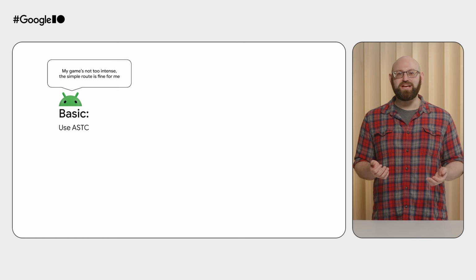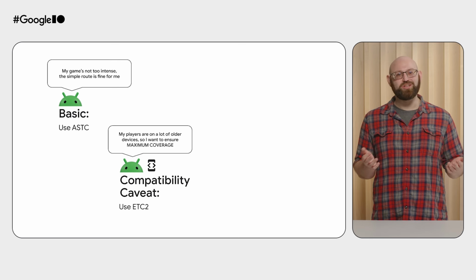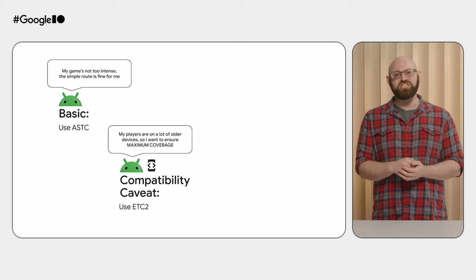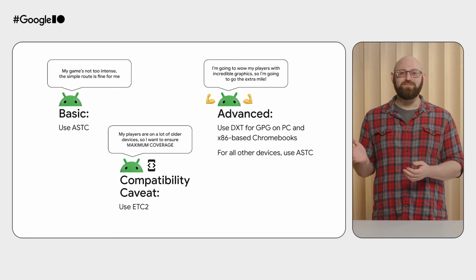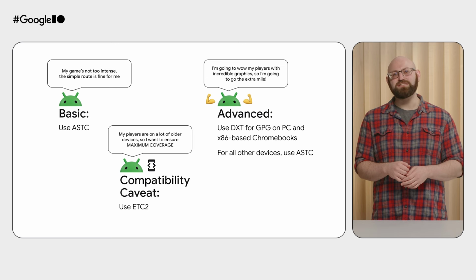ASTC works well with GLES and Vulkan alike, so no matter the graphics language, you'll be covered here. For maximum compatibility on very old devices, if your performance and storage size isn't a large consideration, just use ETC2. Otherwise, if you're looking to get the best performance and visuals possible on those large screens, use DXT for Google Play games on PC and Chromebooks that run on x86, and then fall back to ASTC in all other cases.